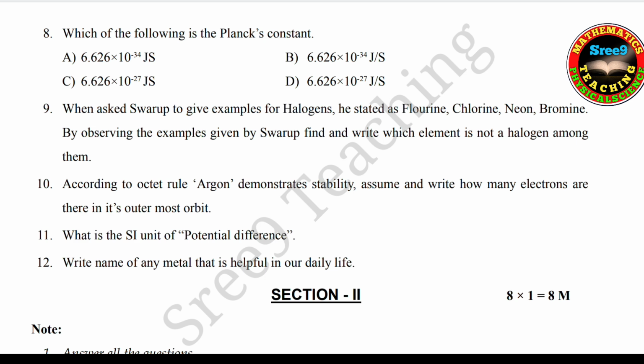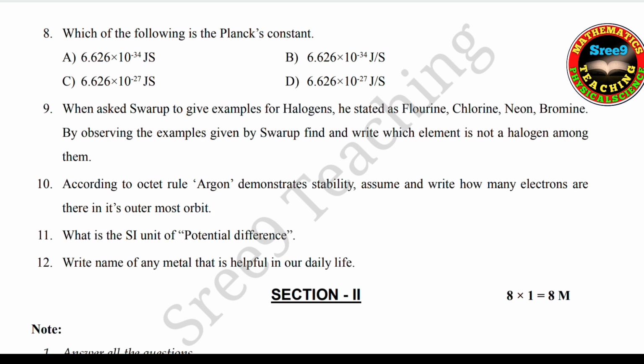Now the question, by observing the examples given by Swaroop, find and write which element is not a halogen among them. Now if you see, what are halogens actually? Yes, fluorine, chlorine, bromine and iodine. So here neon, as you know, neon is not a halogen. So hence the answer is neon is not a halogen. The answer is right, because it is an inert gas.